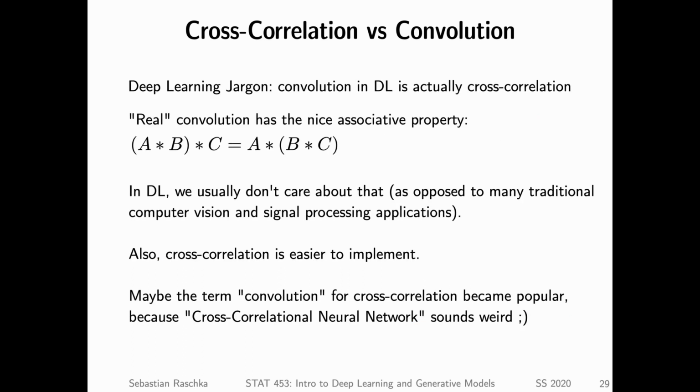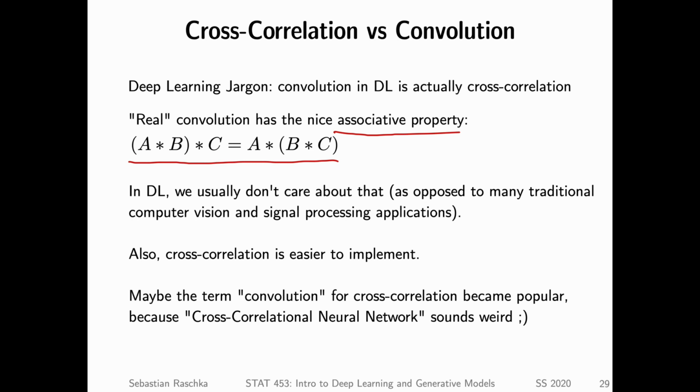In practice, in other fields, there are some advantages of using the real convolution over the cross-correlation though. One is this nice associative property here. So this is one advantage in certain contexts why using the real convolution is more useful than, let's say, cross-correlation. But again, in deep learning, it's not super important. Most software libraries like PyTorch and TensorFlow also implement the normal convolution.